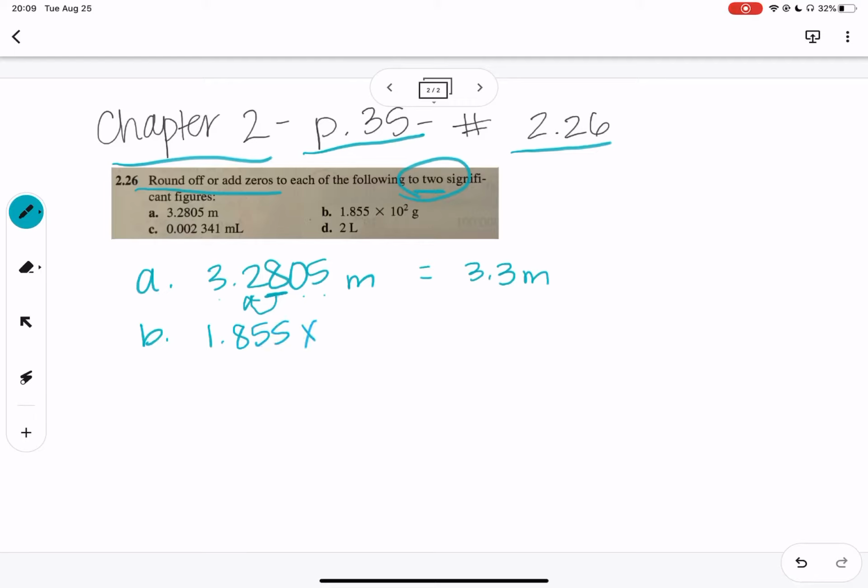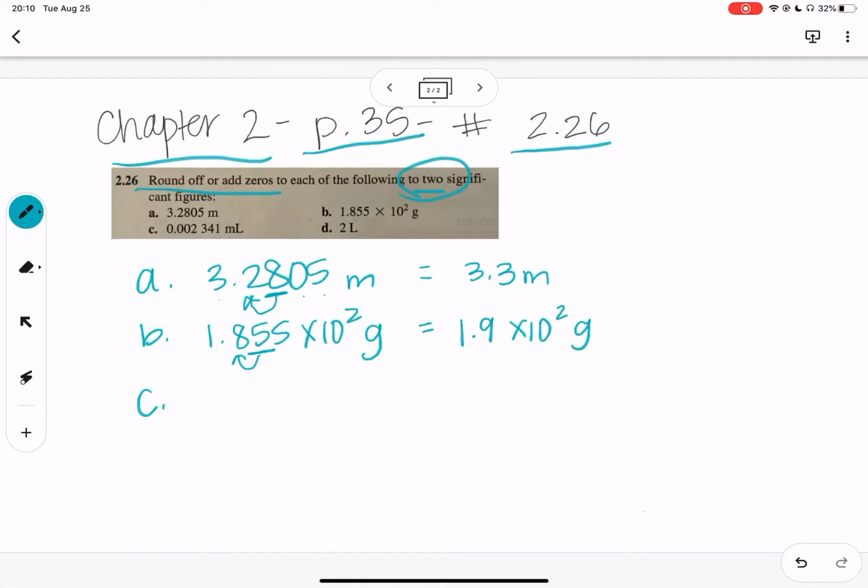All right, B, we have 1.855 times 10 to the second grams. We need two significant figures. Right now it's 1, 2, 3, 4. So again, because this is 5 or greater, that makes me round this number up. So instead of 1.8, it's 1.9. And then don't forget the rest of your number, times 10 to the second grams.